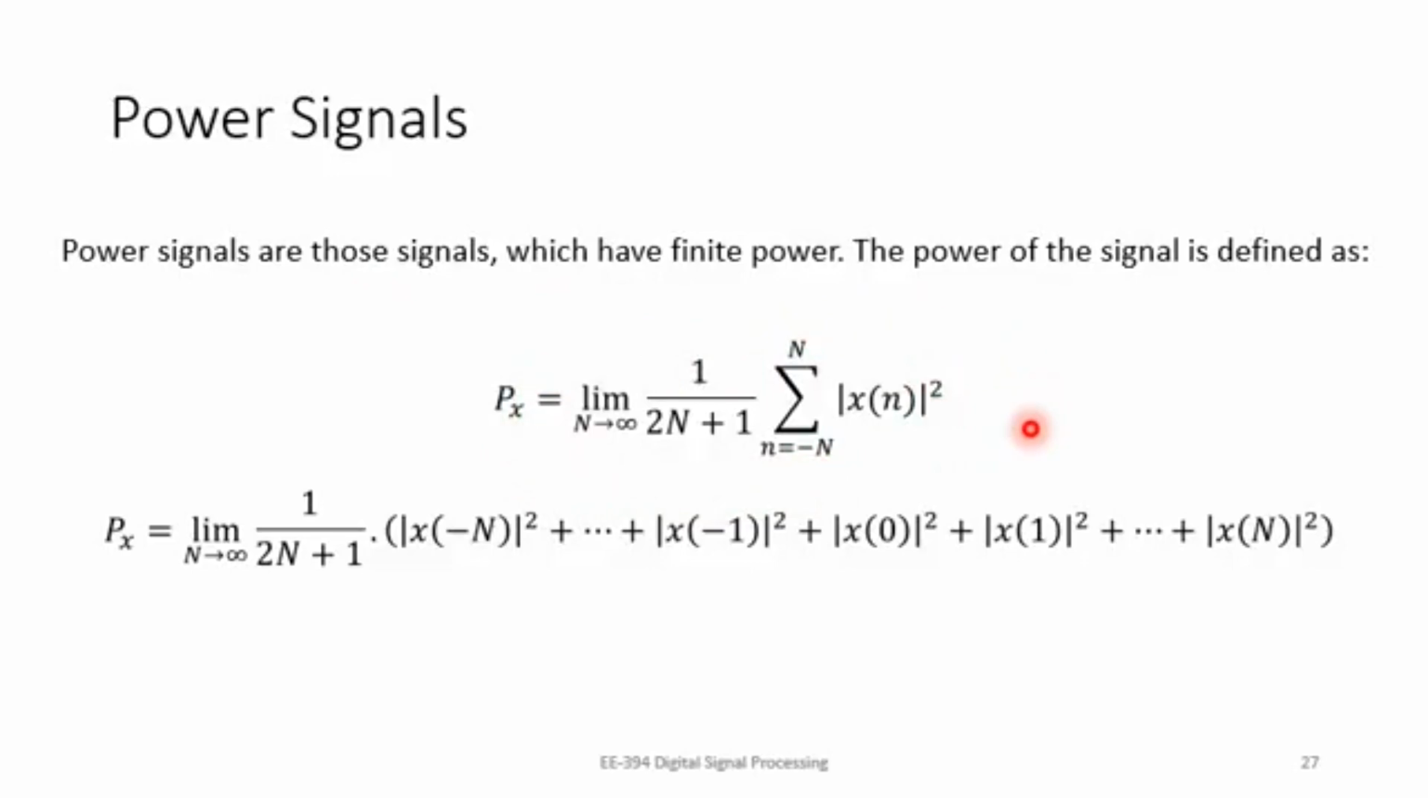So what is the first thing to remember? The first thing to note is that power is the rate of energy. That is, power in very simple terms is energy upon time. Okay. So when we say it is energy upon time, it means that you have to find out whatever the energy of the signal is and then divide it over all time.